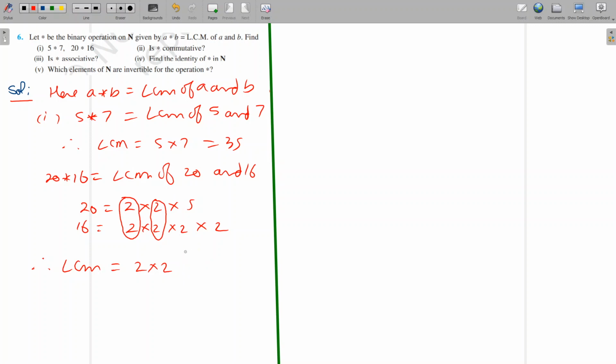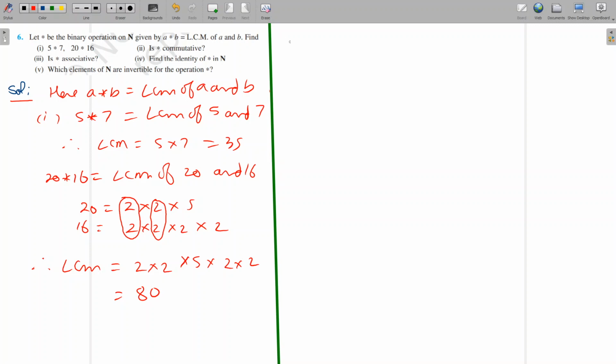So into 5 into 2 into 2, and this will give us 4 into 5 is 20, 20 into 2 is 40, 40 into 2 is 80. So LCM is 80.